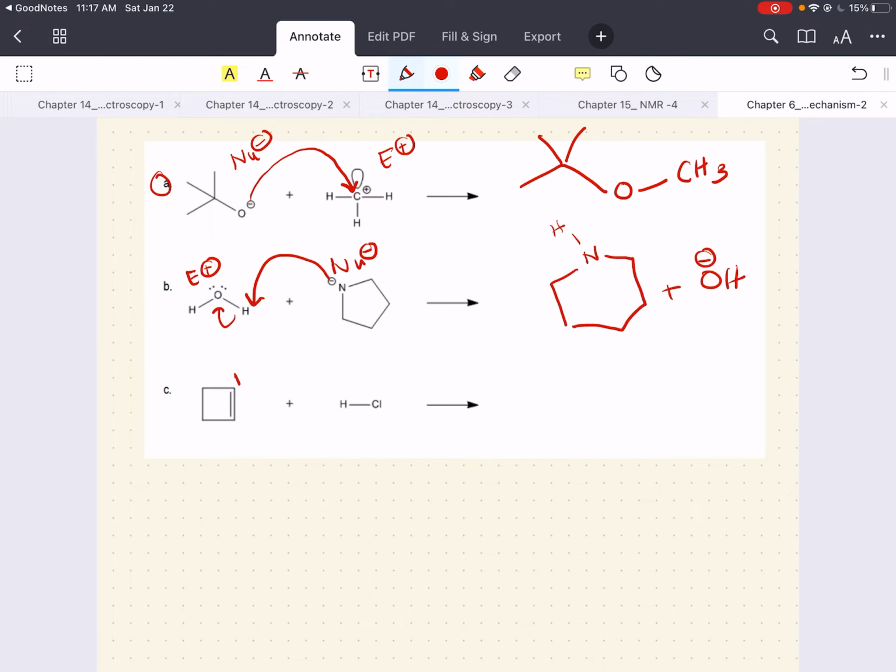Let's look at example C. We have a double bond here that's going to act like a nucleophile. What's going to happen is this double bond is going to attack this hydrogen here, and then the hydrogen's going to dump the chlorine as a leaving group. So loss of a leaving group here. We're going to form a hydrogen atom here, and this will have a positive charge and your chlorine as a leaving group.